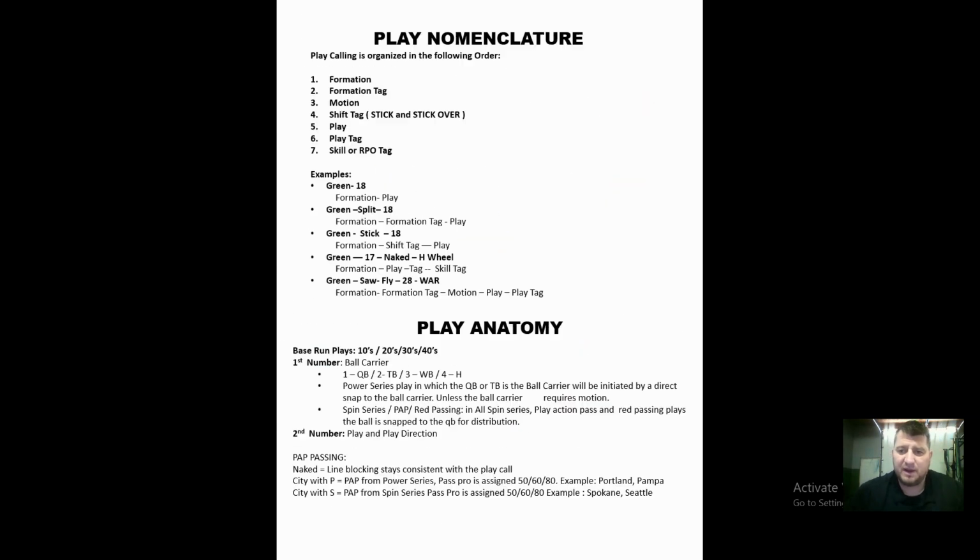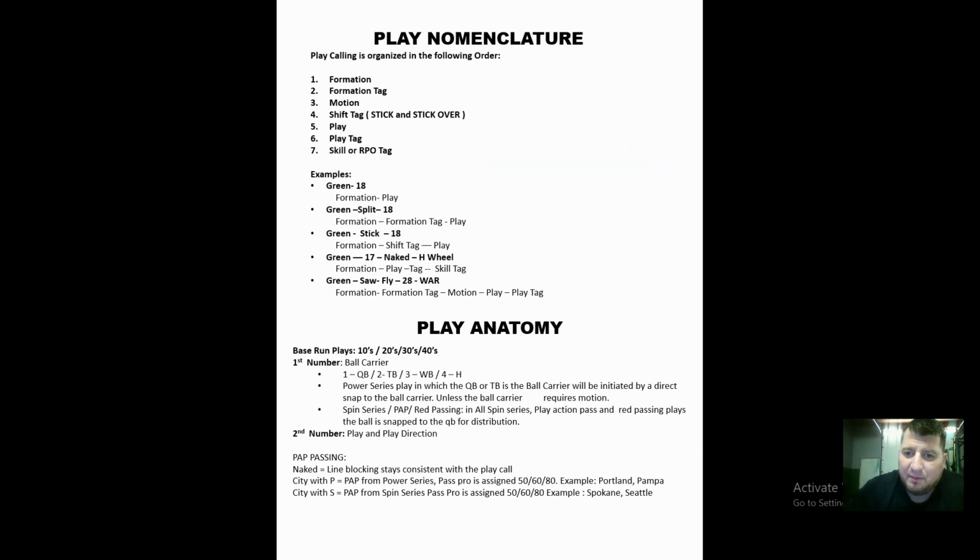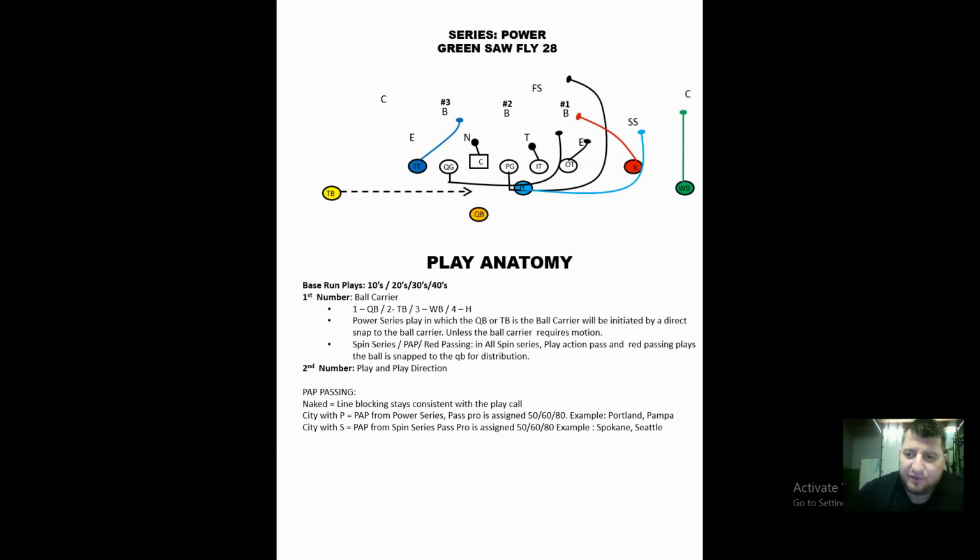I'm going to go back just a little bit here. The next portion we're going to talk about is the play call itself. When you take a look, the fifth thing in the nomenclature order will always be either the play or the protection for that play. For instance, here, it's the last thing listed because there are no skill tags or anything else off of this. So green saw fly 28. 28 is the actual play that's being run.